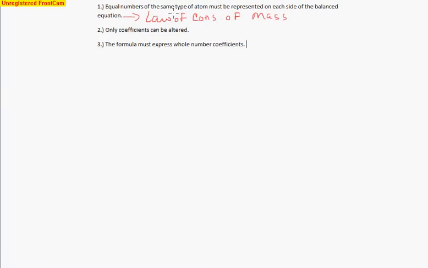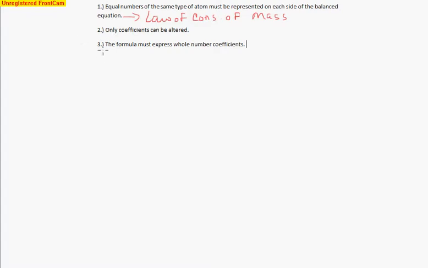So that's pretty straightforward. The second contingency is that only coefficients can be altered. We can't change the subscripts within each compound. If you think about it, the reason is that we could always take different quantities of one compound or another and change them within a given reaction, but it's impossible to alter the number of atoms that are bonded chemically with one another within each respective compound. So that's where that comes from.